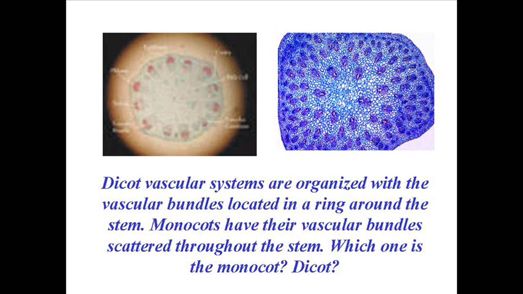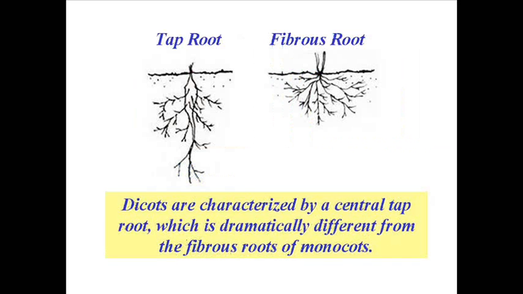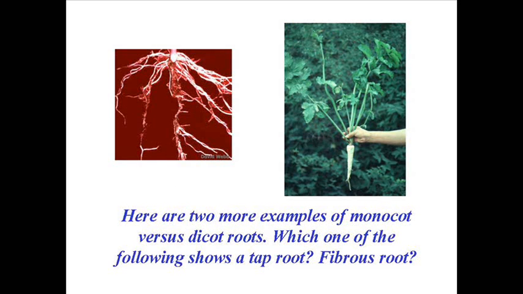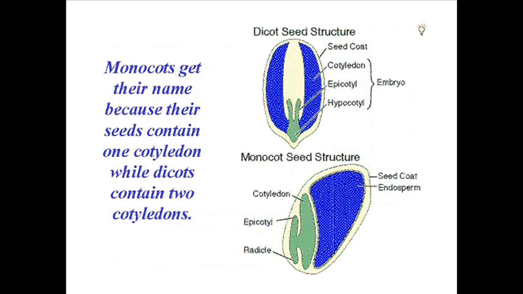And then finally what gives them their name is in a monocot you have what's called one cotyledon or one embryonic leaf that will pop up out of the seed, whereas in a dicot you get 2 cotyledons or 2 of those embryonic leaves coming out of the seed. And so that gives you kind of an overview of this most complex group.